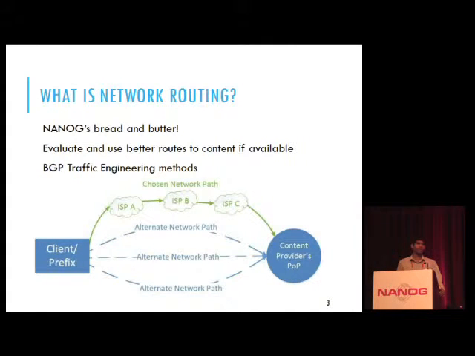So network routing is something everyone here is very familiar with. The problem is essentially one of evaluating and using better routes to content if available. And this is typically through BGP traffic engineering. Here I should also clarify that by network routes, I mean a hop of ASes or ISPs. As the diagram shows on a crude level, you have clients or a set of prefixes on one end and a content provider's POP at the other. And you have various alternate paths. And you use traffic engineering methods to decide which set of ASes or ISPs you want to send your traffic through.